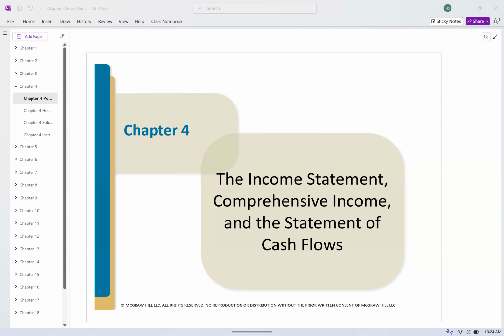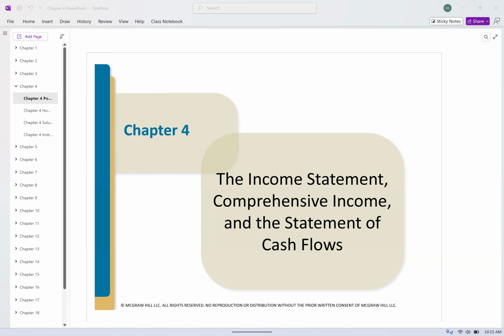We are on chapter 4, and in this chapter, we're going to go over the income statement, comprehensive income, which is something you haven't heard of yet. So, we're going to talk about that and the statement of cash flows. This is a very long chapter. It's probably going to have several videos that go along with it because it's got a lot of detail. We are kind of hitting that point where the chapters get bigger, with lots more information.